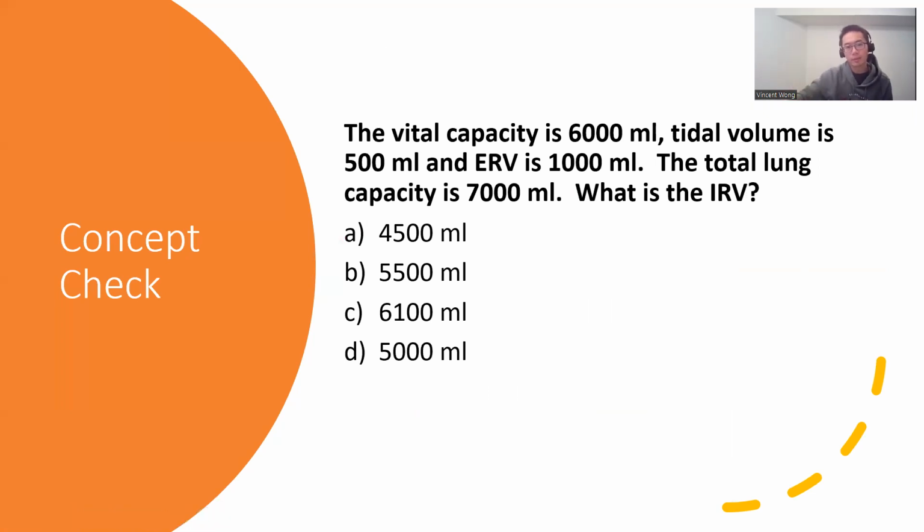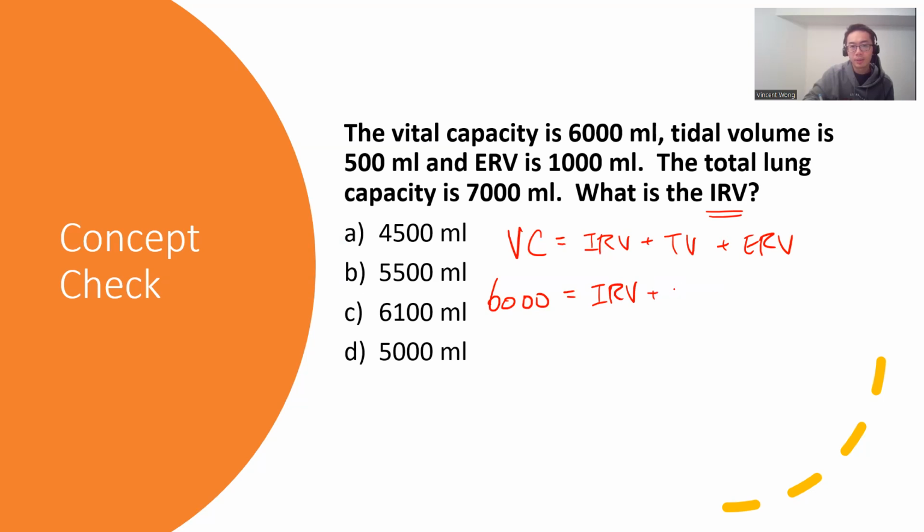Oh yeah, we have to do this. There will be calculations on the test. So the vital capacity is 6,000. Tidal volume is 500. ERV is 1,000. Total lung capacity 7,000. What is IRV? So vital capacity is, as I told you, IRV plus tidal volume plus ERV. So 6,000 equals IRV, unknown, plus 500 plus 1,000.